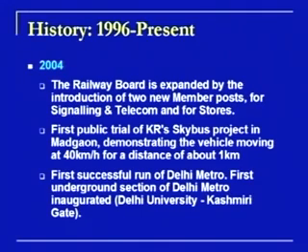First successful run of Delhi Metro. The first underground section of the Delhi Metro was inaugurated, between Delhi University and Kashmiri Gate, and this all took place in 2004.